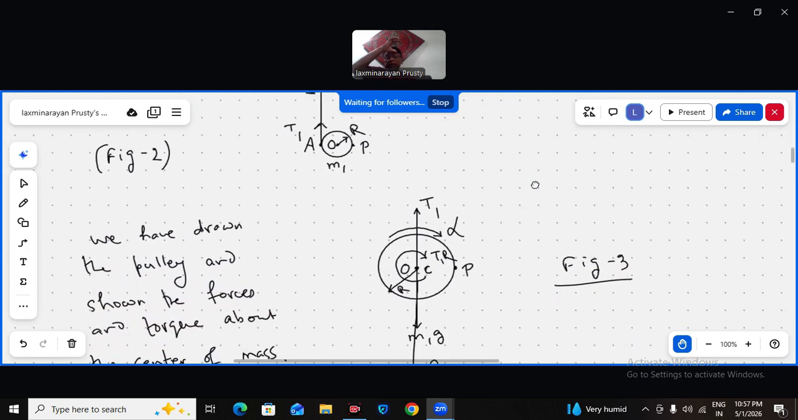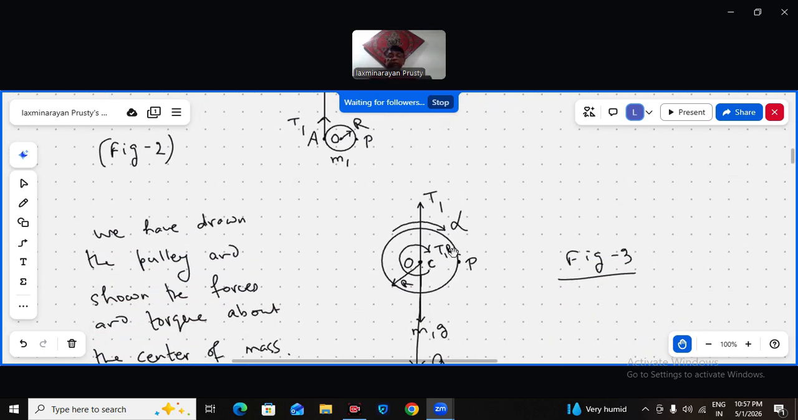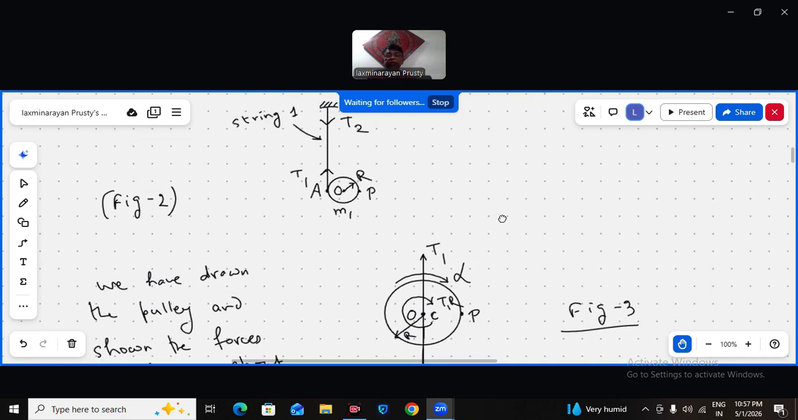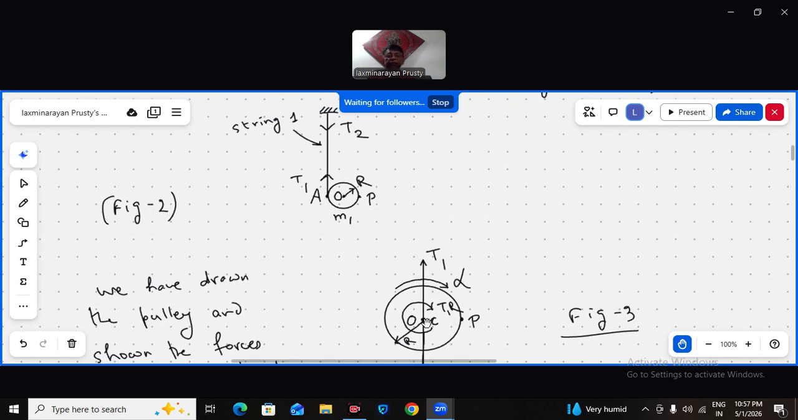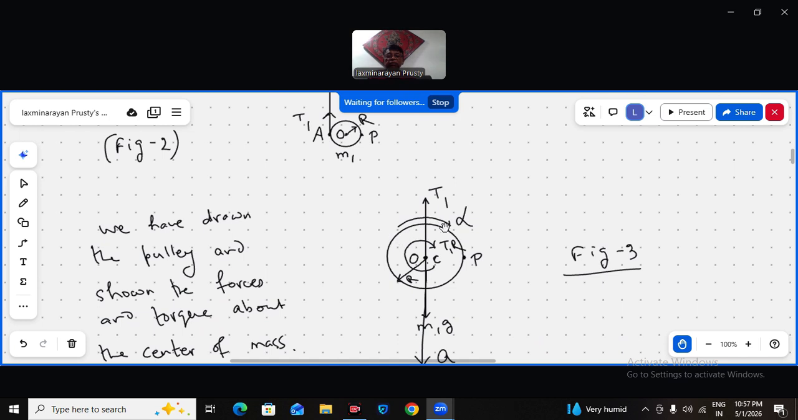उसके लिए free body diagram I have drawn it. This is the pulley, a bigger size. This is the point P. This is the tension T1. I have shifted it to the center of mass C. C and O are the same point. O is the geometrical center. C is the center of mass. Since it's a uniform disk, O and C are the same point.